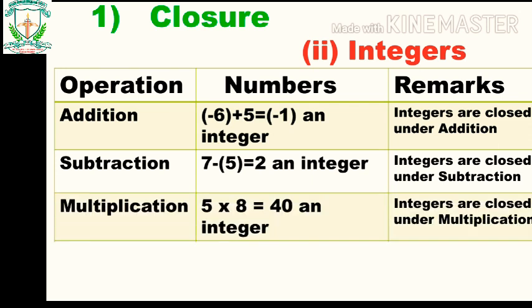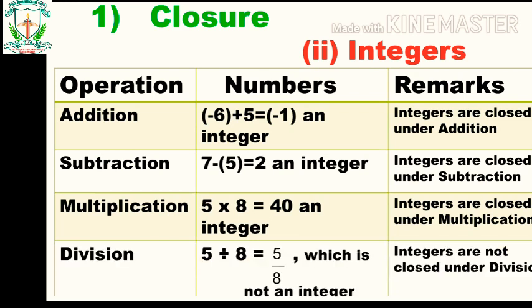What about multiplication? When we multiply two numbers which are integers, let us say 5 multiplied by 8, the result is 40. Again 40 is also an integer. We find that closure property holds in case of addition, subtraction and multiplication. So once again I will repeat, closure property holds good in case of addition, subtraction and multiplication.